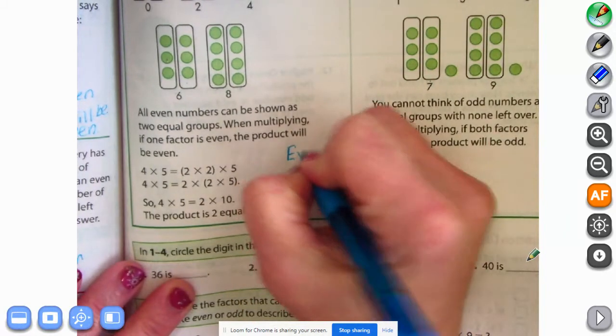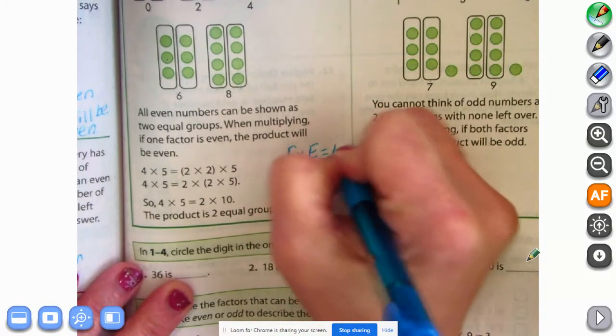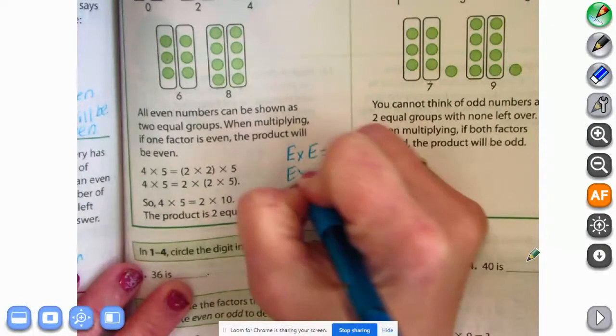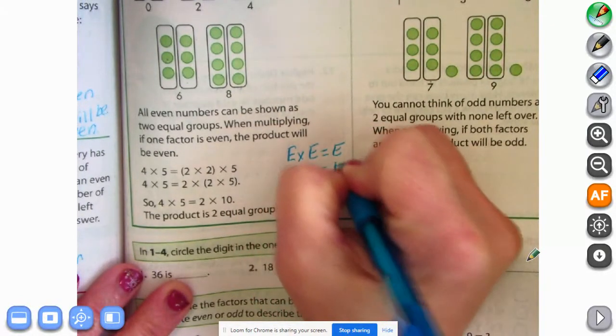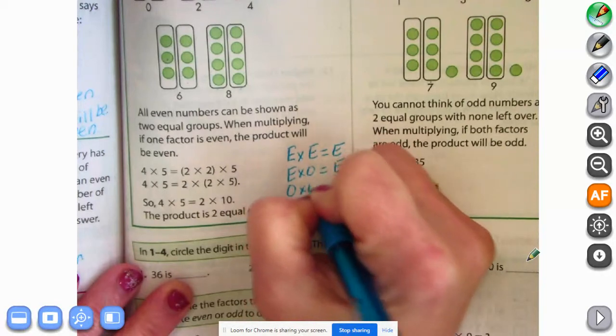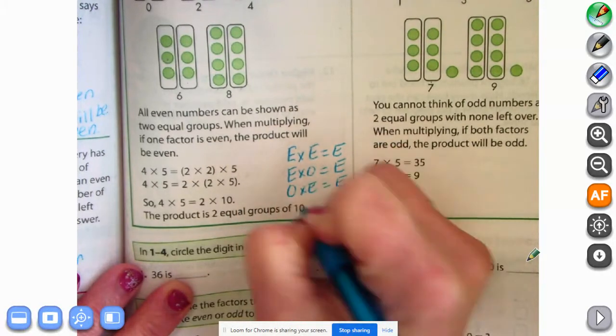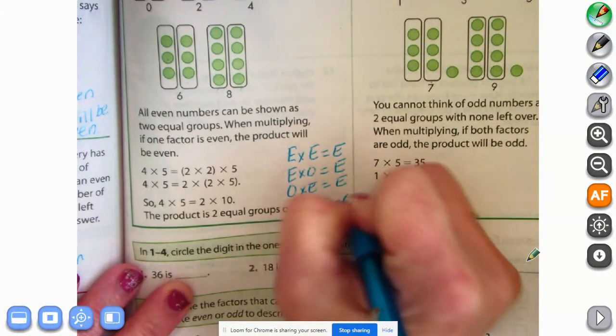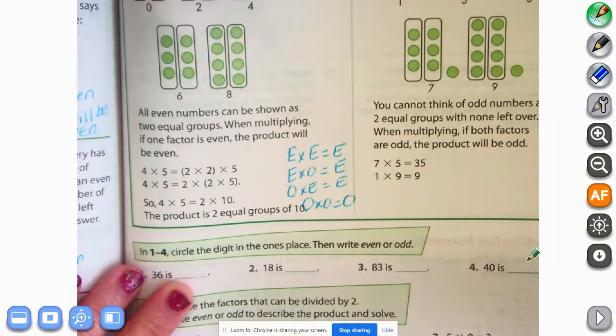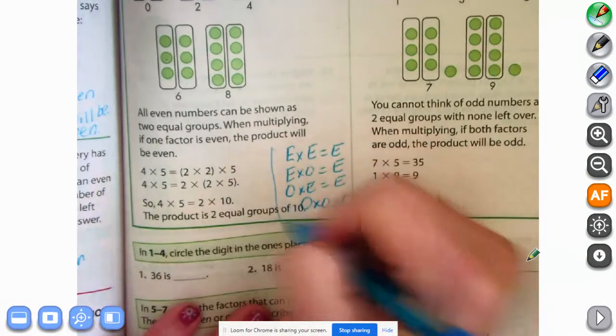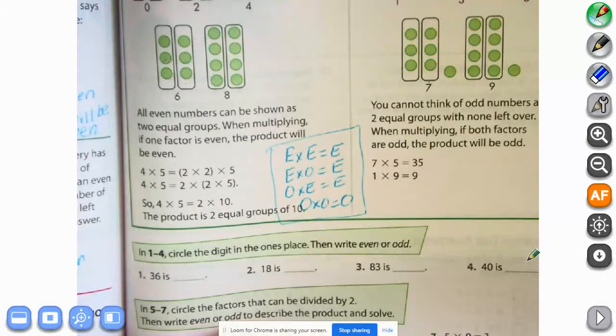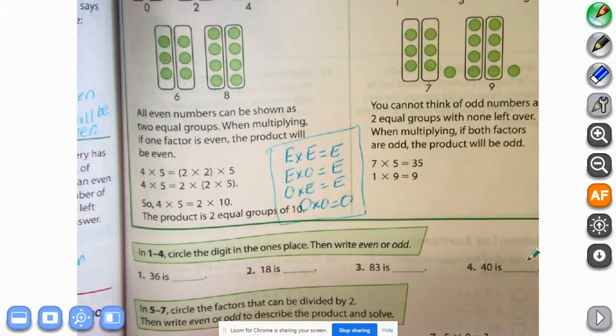An even times an even equals an even. An even times an odd equals an even. And if you want to flip it, odd times an even will equal an even. And an odd times an odd will equal an odd. Okay? So this might help you right away identify if this is going to be an even or an odd answer. And that's helpful because if you want to check your work to make sure you got the right answer, you can always use this formula to help you with that.